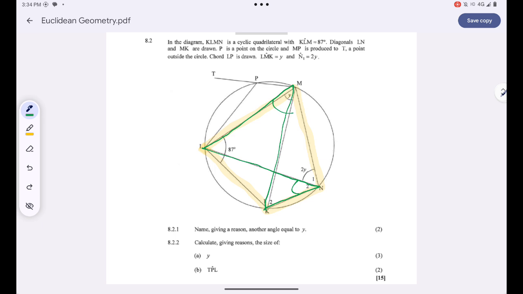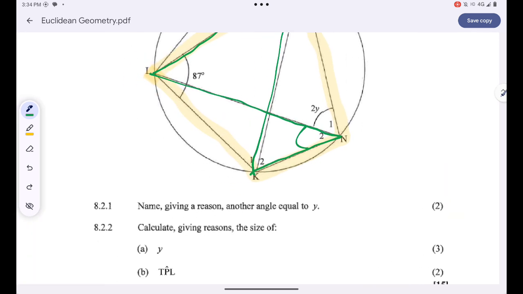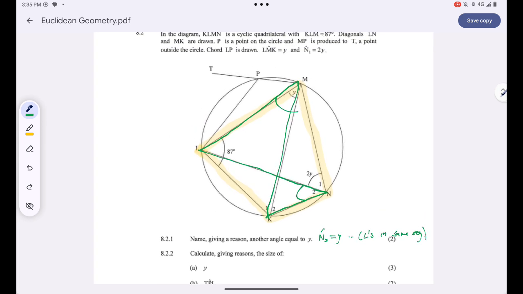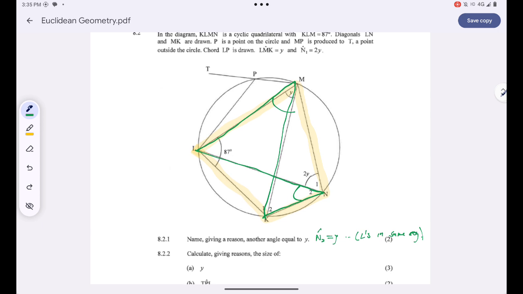Why am I saying that? Because they are subtended by the same chord at the circumference. So they're just in the same segment. So angle N2 is the one which is equal to y. Are you together? You can simply say these are angles in the same segment. 8.2.2, we must calculate, giving reasons, the size of angle y.